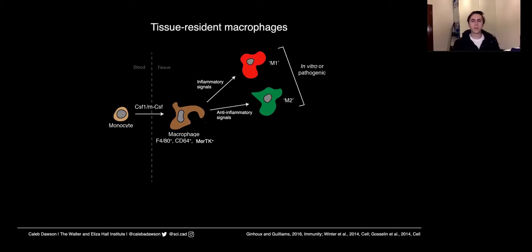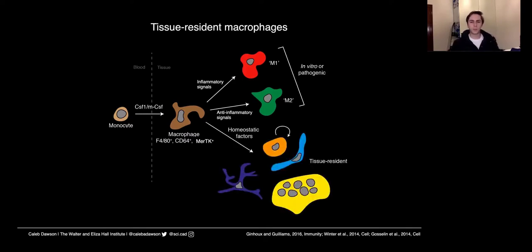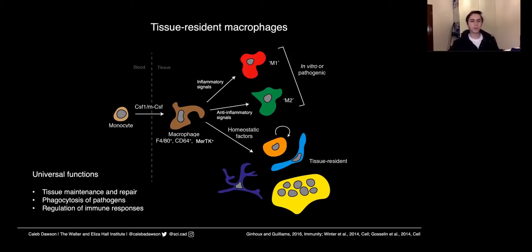But this is a little bit simplistic and applies mostly to in vitro pathogenic situations. Whereas under homeostatic situations, a vast variety of factors programs resident macrophages into a really diverse range of phenotypes and functions depending on the tissue and the tissue niche. But some universal functions of macrophages are in tissue maintenance and repair, phagocytosis of pathogens and apoptotic cells, and regulation of immune responses.